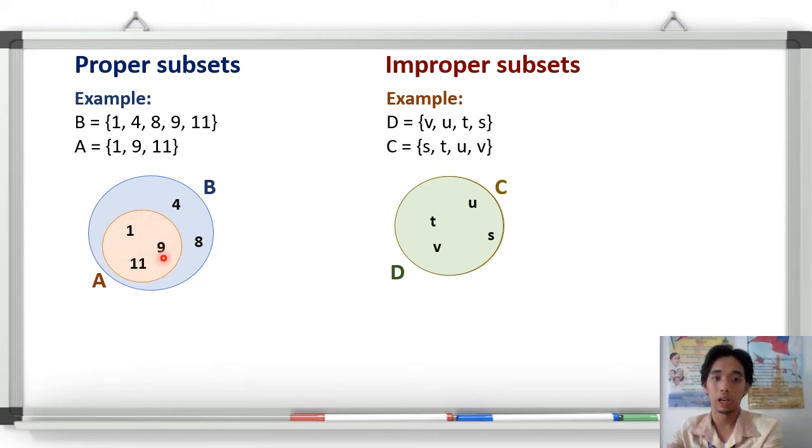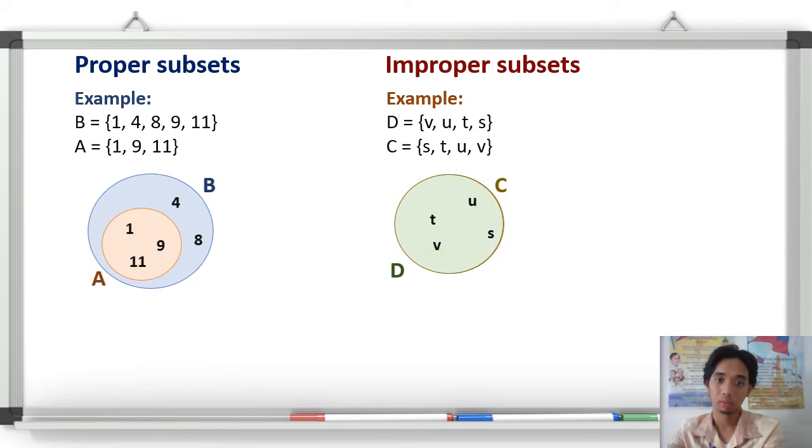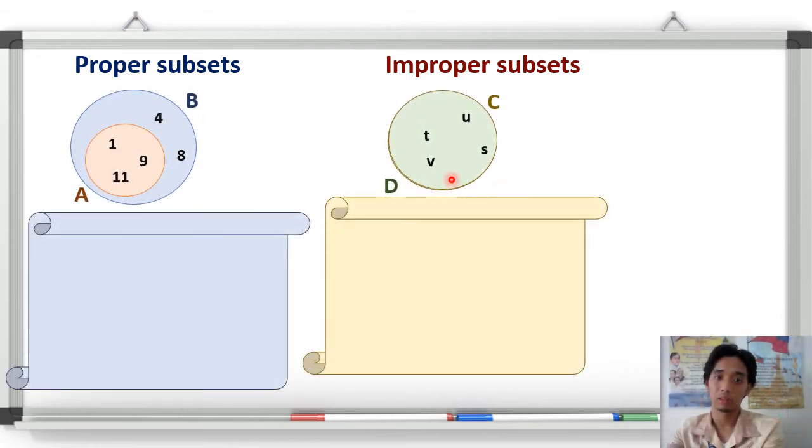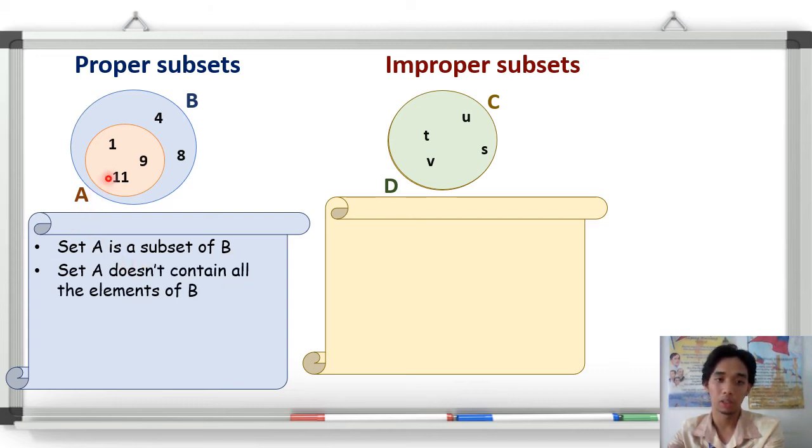Not all set A contains few elements of the original set, which is set B. Unlike for the set D and C, wherein all of their elements belong to each other, equal sila. So improper subset. Subset and improper subset. Set A is a subset of B, and set A doesn't contain all the elements of B. Hence, set A is a proper subset of B, denoted with this.